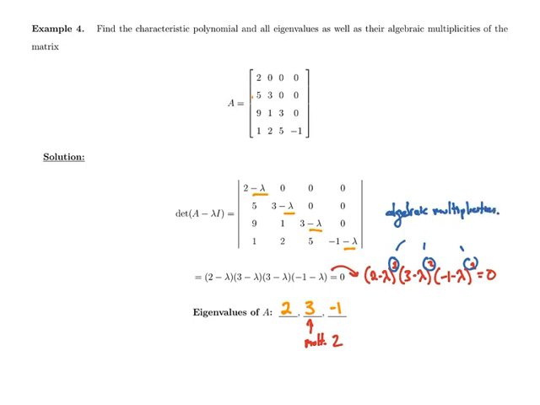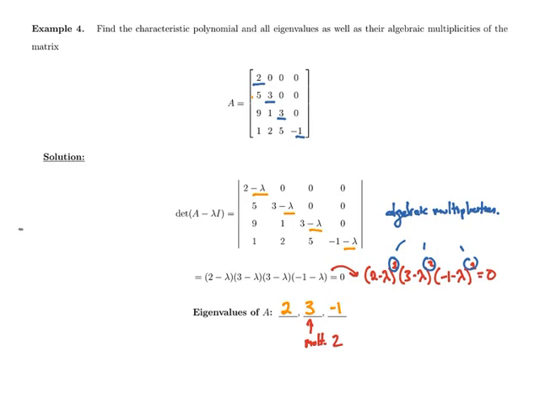So in this case, the 3 has multiplicity 2, the 2 and the negative 1 have multiplicity 1. Since this is a lower triangular matrix, we could have seen that from the very beginning. We have 2, 3, 3, and negative 1. The 3 shows up twice, so that's going to be a multiplicity 2.